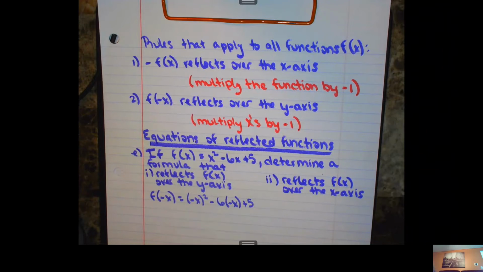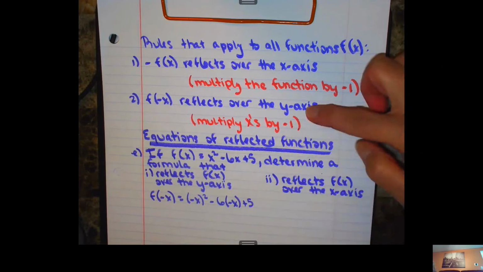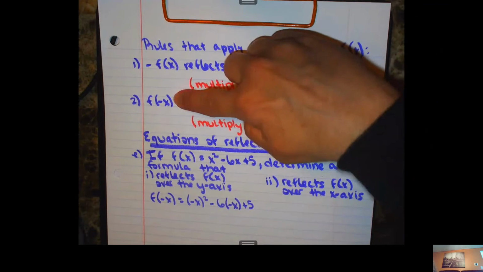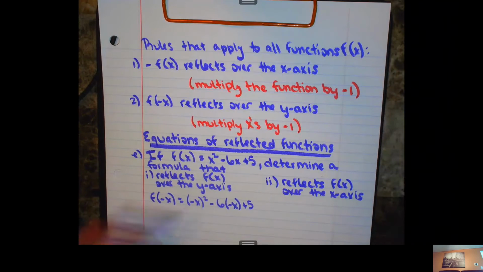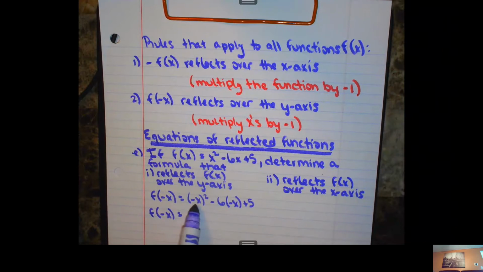So again, if we're reflecting over the y-axis, that would be this rule. We're doing f of negative x, which means we're changing every x by multiplying by negative 1. So that becomes negatives. Here's our new equation. We have f of negative x equals, if we simplify this, negative x times negative x is just x squared, so it really doesn't change from the original. Negative 6 times negative x is a positive 6x, so that will change. And our 5 stays the same.